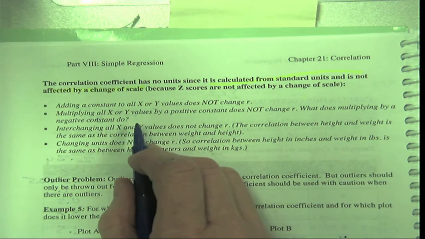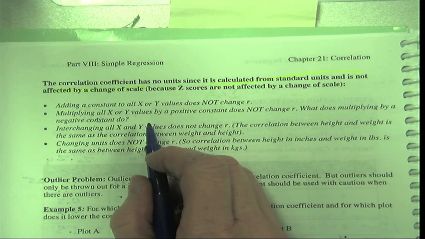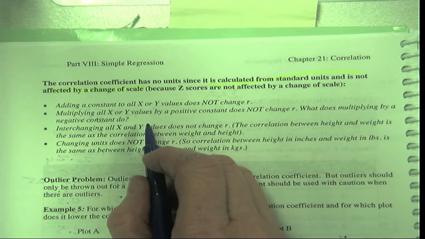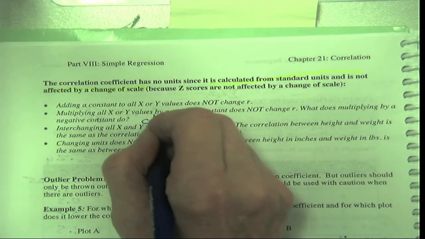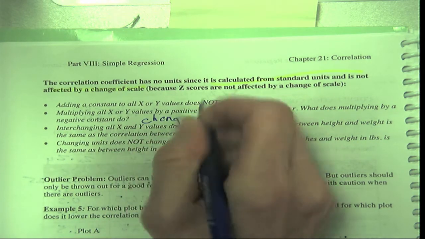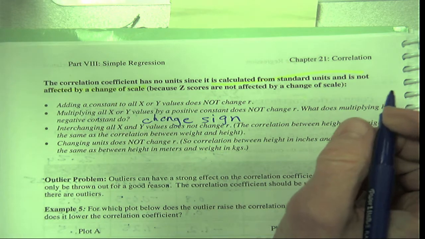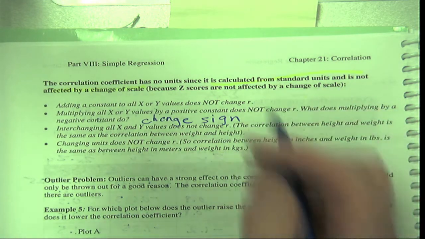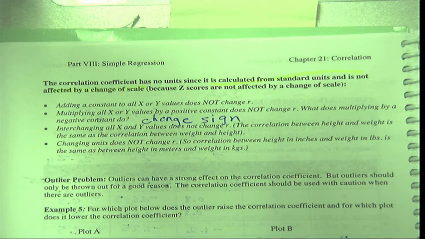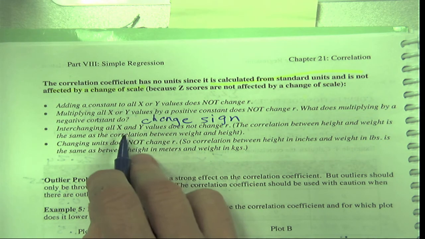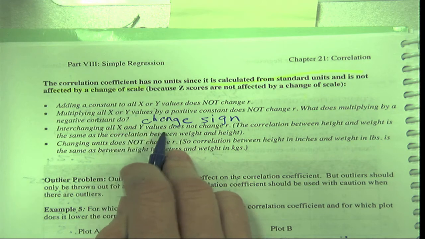What if we multiplied all the y's by a negative? That would change the sign of the correlation coefficient. But it wouldn't change the strength of it. It would just change the sign. It's either a reflection around the y-axis or the x-axis. All right, interchanging all the x and y values is also not going to change r.